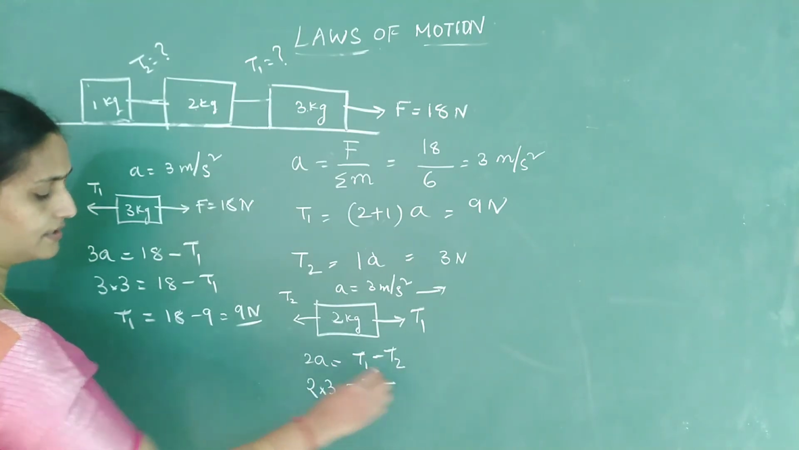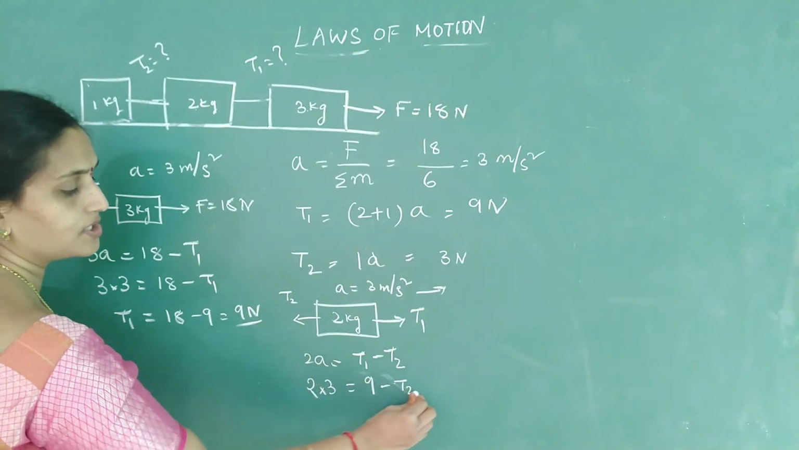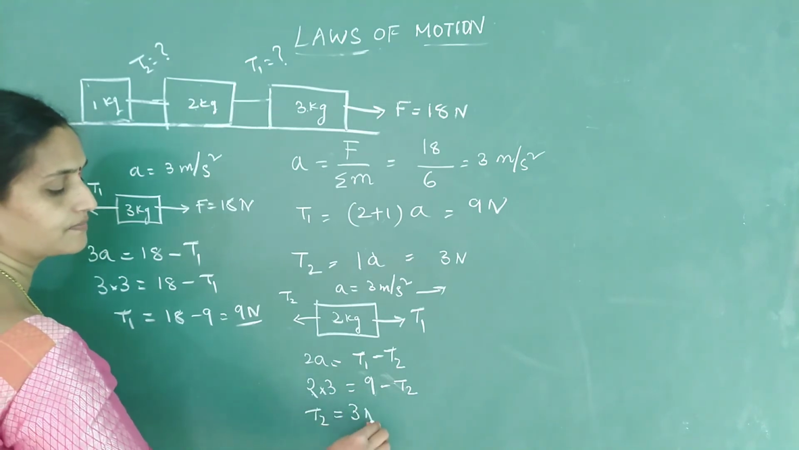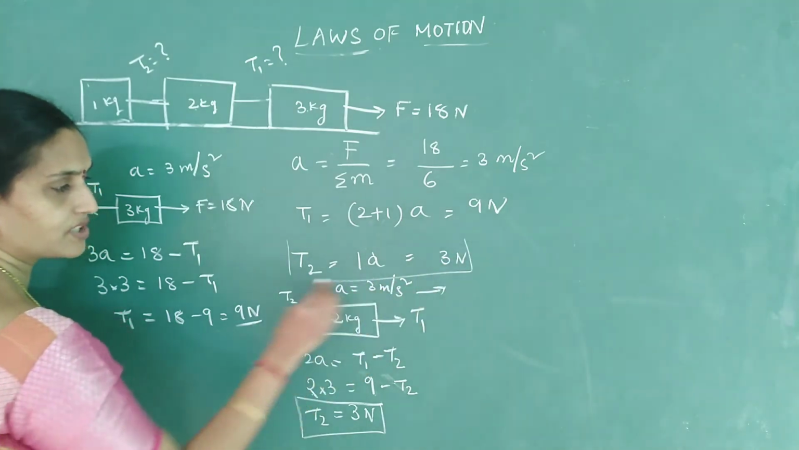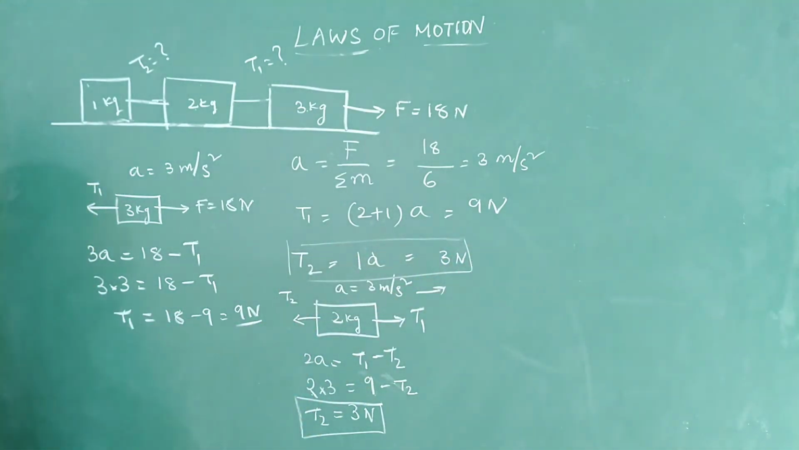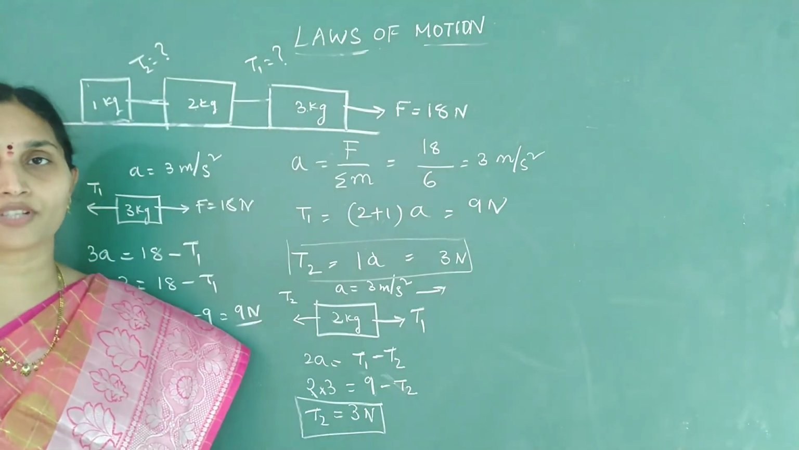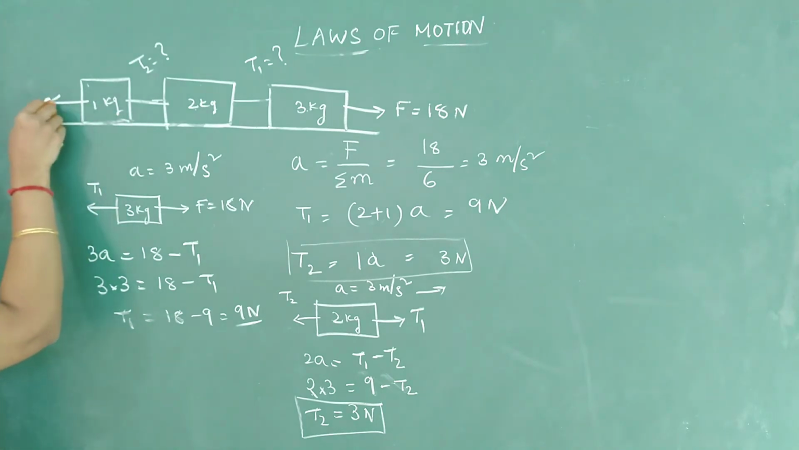T1 we have to calculate. Sorry, T1 is 9 minus T2. So what should T2 be? 9 minus 6, 3 Newton. Got the same answer as the previous. So this is how you can find out the tension, provided the strings are ideal and the surfaces are frictionless. In the same question, there may be a force like this.